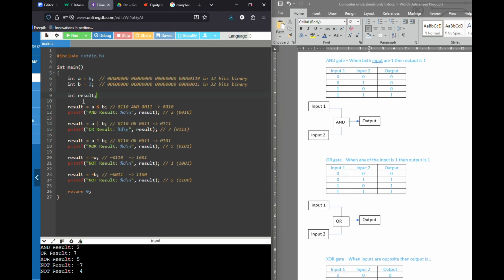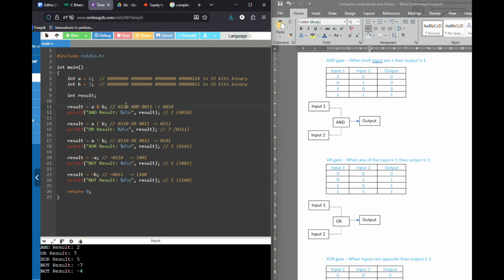So now result is equal to a AND b. That means this is the AND gate in C. So this is a, 0110. Just for simplicity, we take only 4 bits instead of 32 bits.